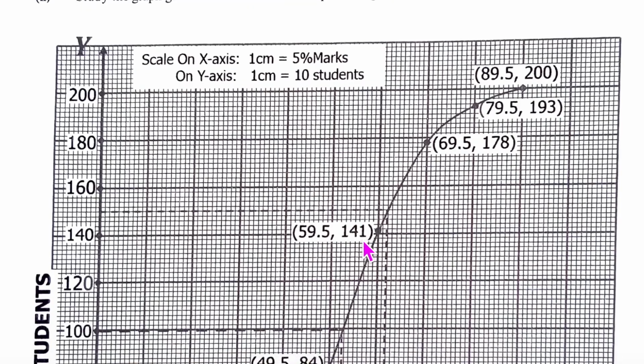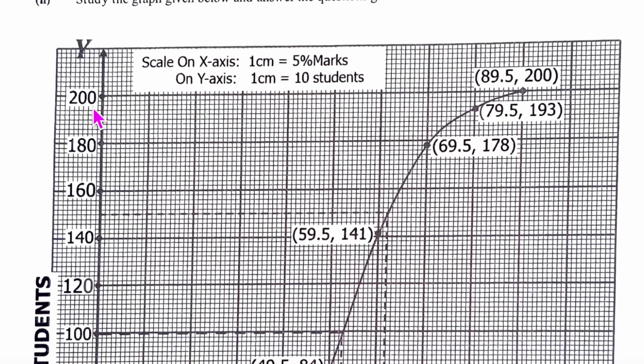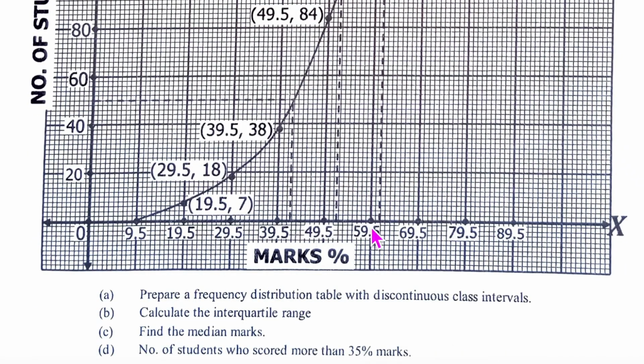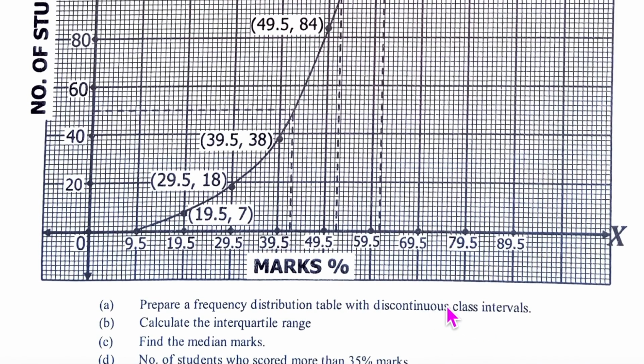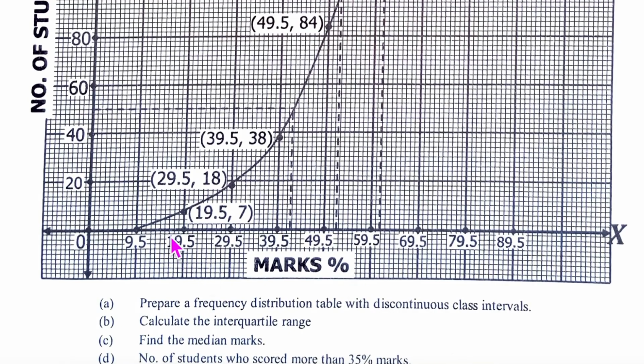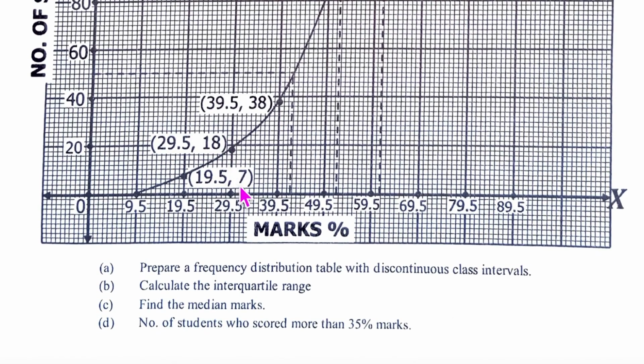What is our next question? They have given you the ogive. Can you see, 200 students, and the marks are from here like so. Now they say prepare the frequency distribution table with discontinuous class intervals. Now discontinuous means, I think this question was repeated somewhere earlier. So instead of taking 9.5, you will take 10 to 20, 20 to 30, and then what you are having is the cumulative frequency. Is it not so?